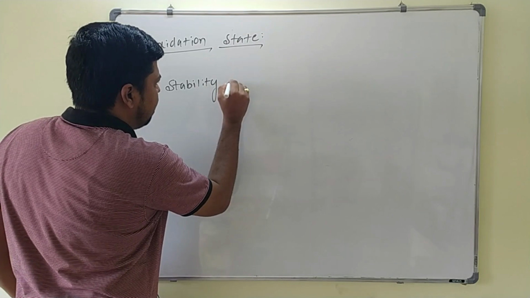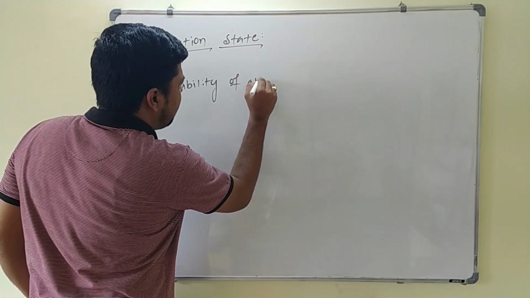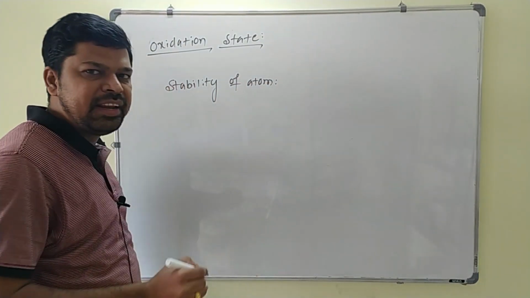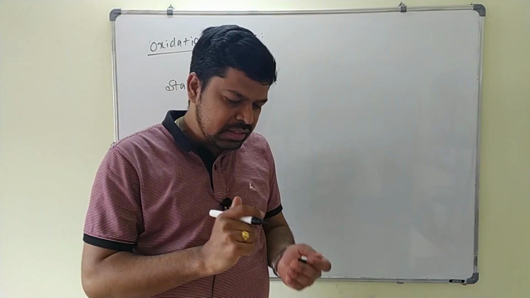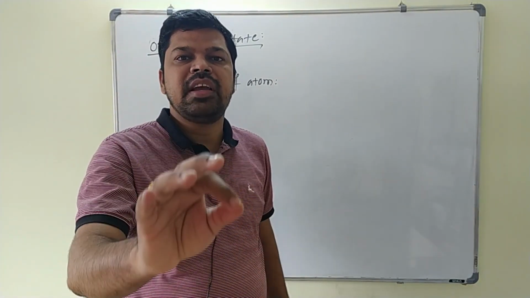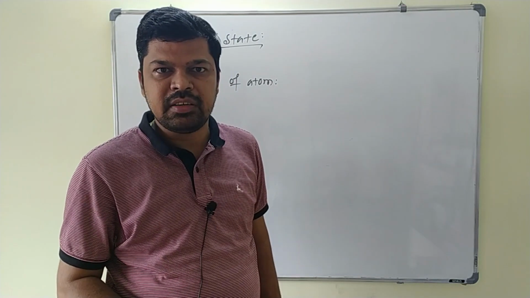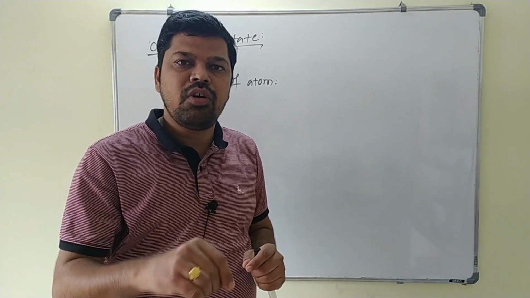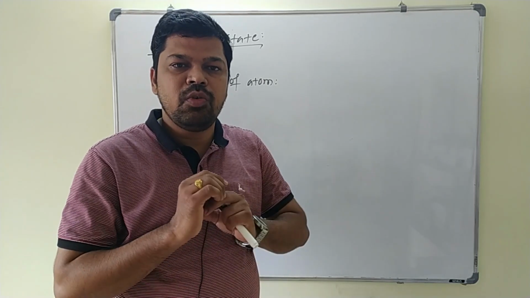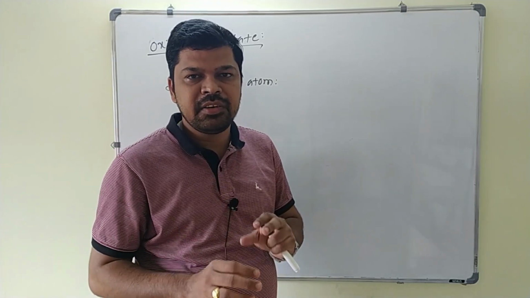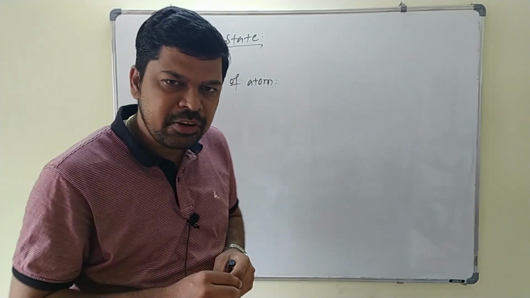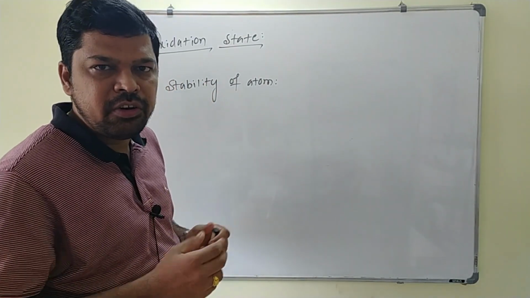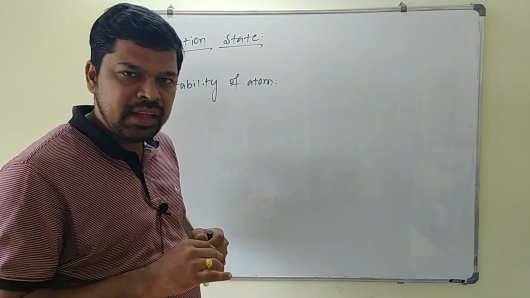In the periodic table, the stability of the atom depends on what? Group 18 elements, because group 18 elements have octet configuration, that is ns2 np6 configuration. Because of the completely filled s and p orbitals, they have extra stability, so they do not have any tendency to lose or gain electrons. So they are not involved in chemical reactions, they are chemically inert.